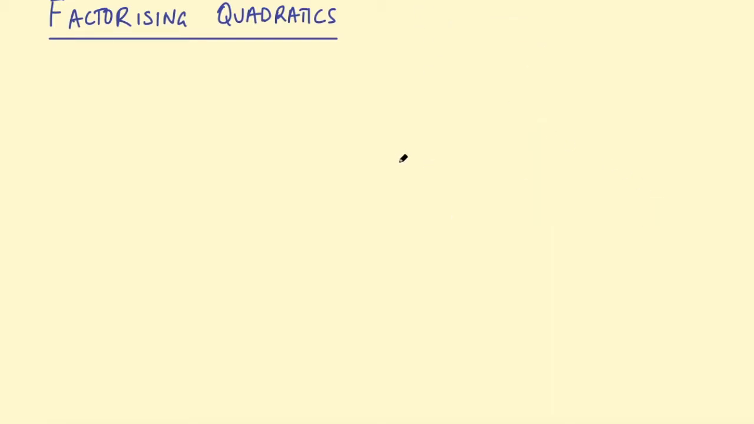with factorizing quadratics. So what is a quadratic equation, or a quadratic expression? Well, quadratic comes from the Latin word quadratus, which means squared. So a quadratic is anything with a squared term in it. So x squared is a very simple quadratic. And if I add an equals sign, then it becomes a quadratic equation.